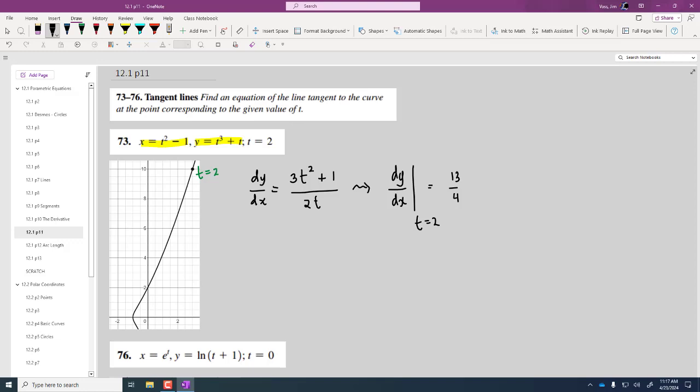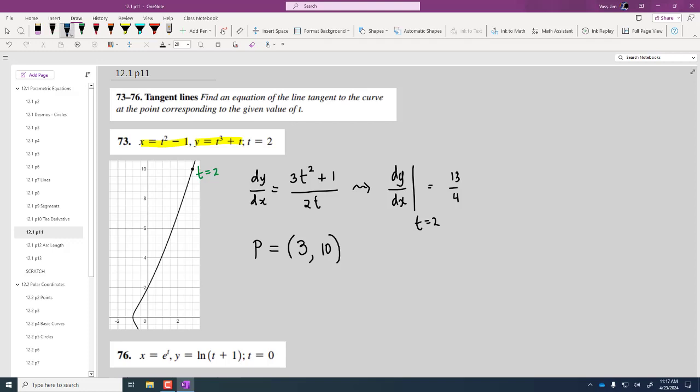What about our point of tangency? For the point of tangency, we take the t value and plug it into the parametric equations. That will give us the point we're interested in, the point where we're finding the derivative. So plugging in the 2 gives 4 minus 1, which is 3, and 8 plus 2, which is 10. So now we have everything we need to find the equation of the tangent line.